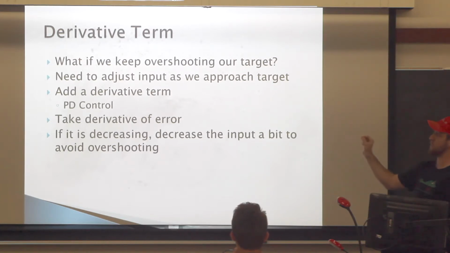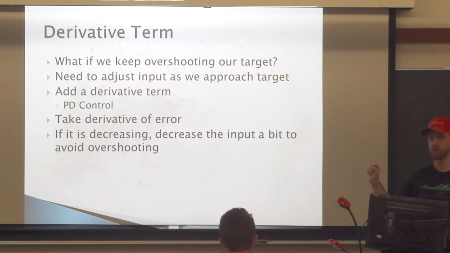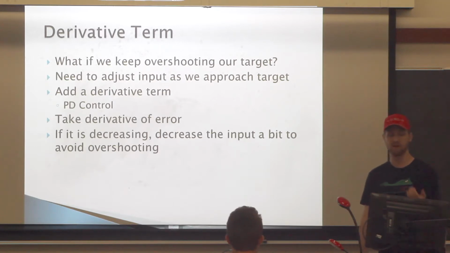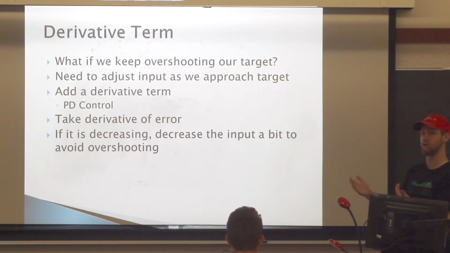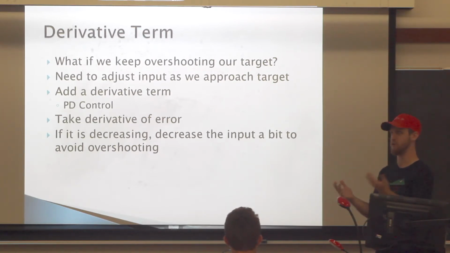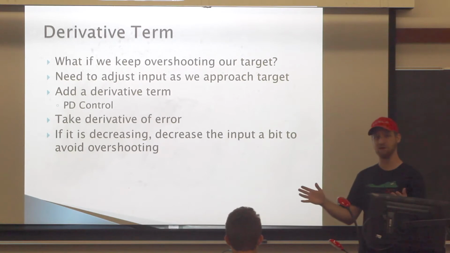So we can add a derivative term in addition to our proportional term. So we take the derivative of our error, and if it's decreasing, that means we're getting closer, so we decrease our input a bit so that we don't overshoot. Basically, you're talking to your friends, and you see that you're approaching really fast, and you go, hold on, maybe I should slow down a bit, so I don't go past them.